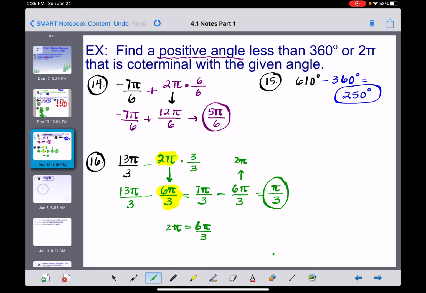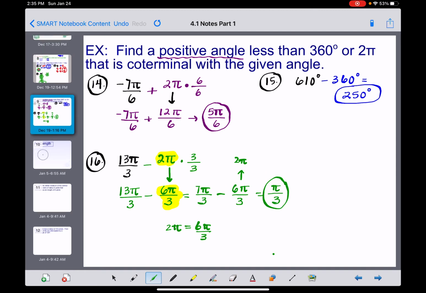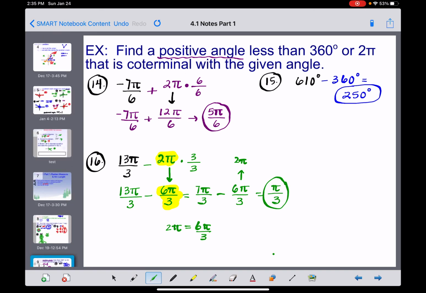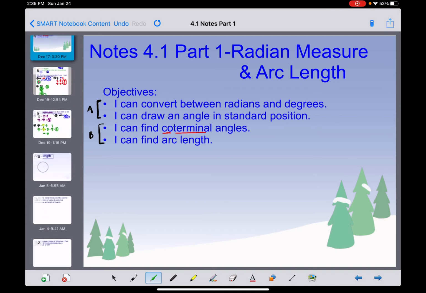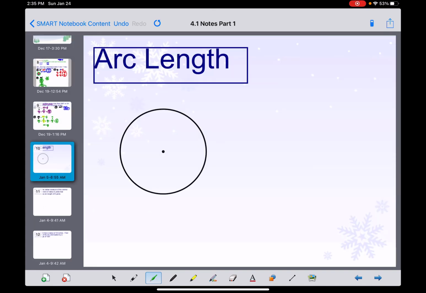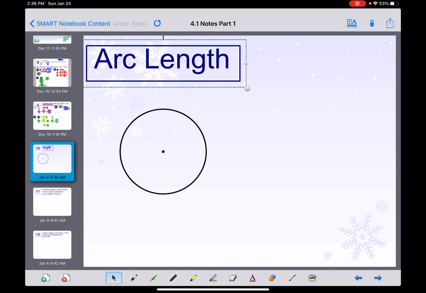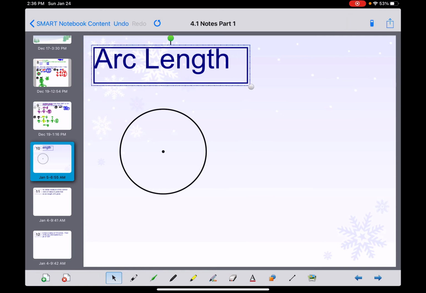Very, very important, very, very critical and key as we move through our lessons with trig. So that gets us to our third objective here, which was to find coterminal angles. So our last objective, find an arc length. Again, an arc length, as I mentioned in the last lesson, is the crust. If you like the crust of pizza or pie, we're talking your thing right here. Arc length, the length of an arc. That's what we're discussing here. What's the length of our arc?